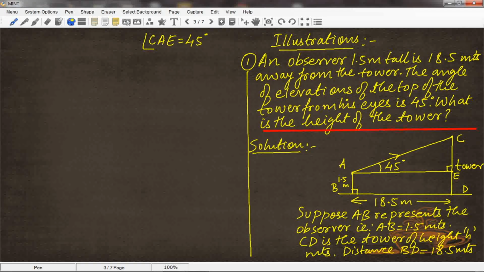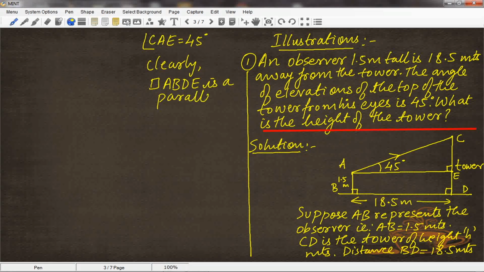AB is perpendicular to the base BD and even ED is perpendicular to the base BD. So AB and ED are parallel. And AE is parallel to BD because both of them are horizontals. So definitely ABDE is a parallelogram. Reason, in a quadrilateral if opposite sides are parallel, then it's a parallelogram. So आपको proof नहीं करना है, simply आपको declare करना है. Clearly quadrilateral ABDE is a parallelogram. इसको हमने parallelogram declare कर दिया.